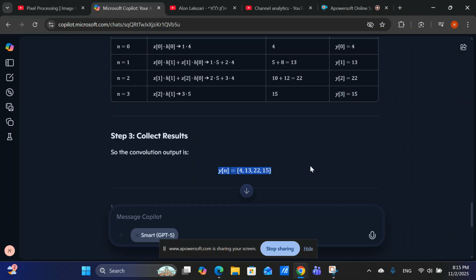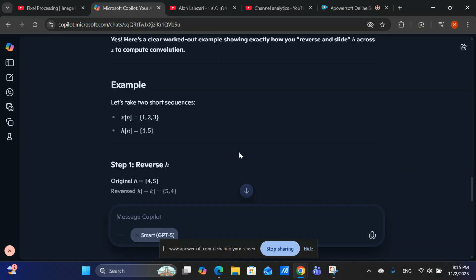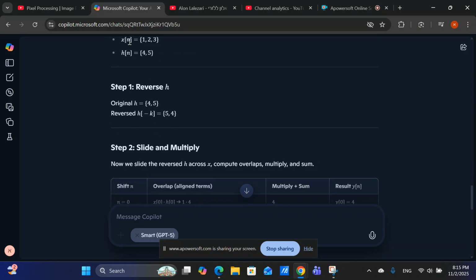So those are the results that we got for the convolution, and you saw the trick by reversing the second sequence, in our case the h, and sliding it and doing the multiplication by the area that is just slid now on x. So this is the trick on how to do the convolution: reversing and sliding of the second sequence.